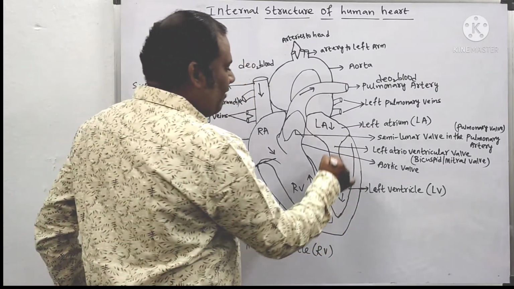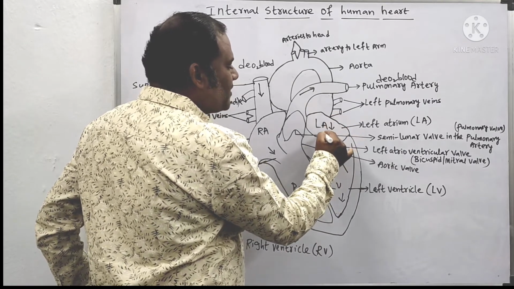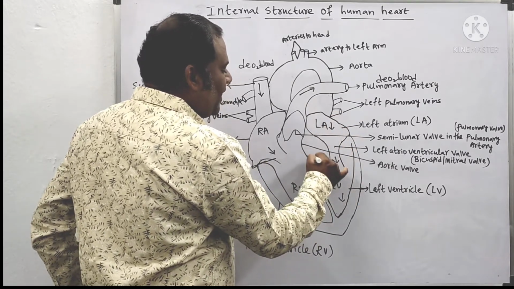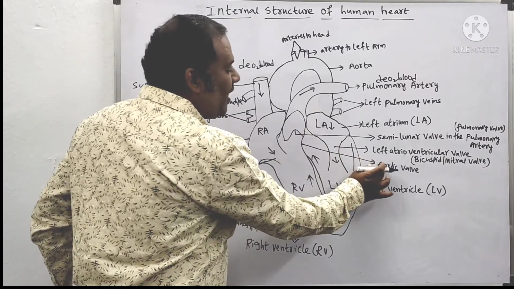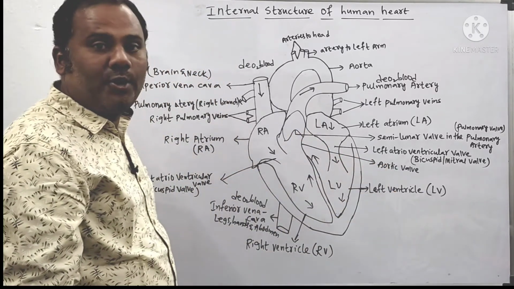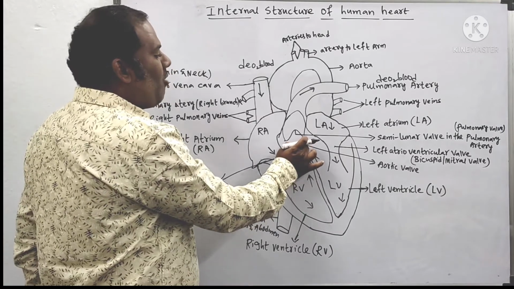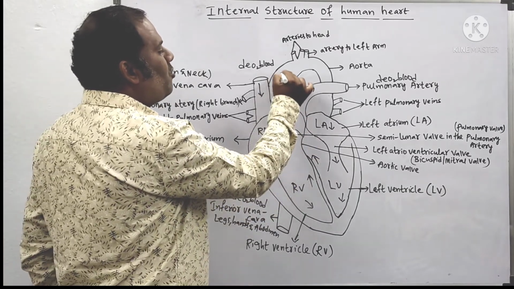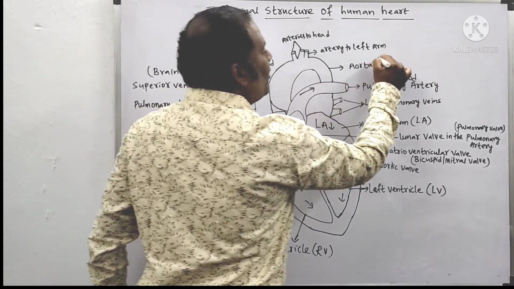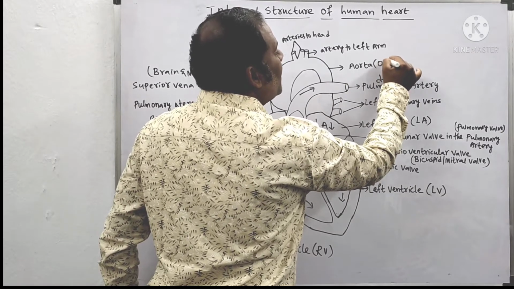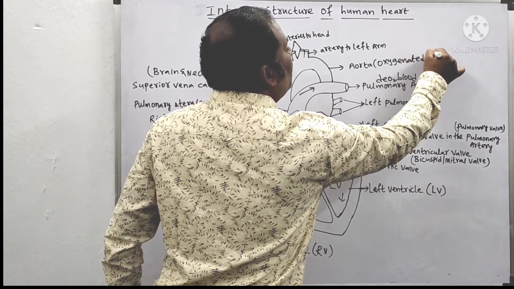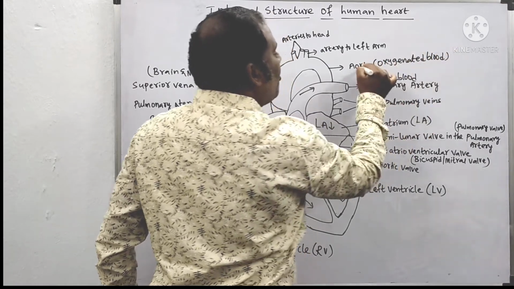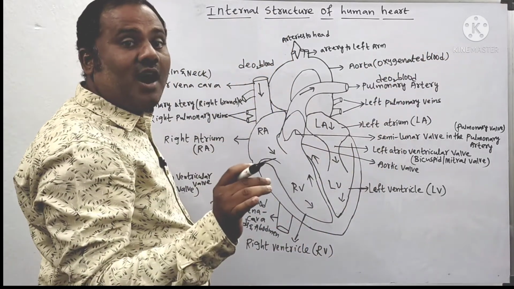From that left ventricle, what type of blood is flowing? Oxygenated blood. From the left ventricle, that oxygenated blood flows into, here a valve is there, that is called the aortic valve. What is that? Aortic valve. From the aortic valve, that oxygenated blood will go into whom? Aorta. See, this aorta will carry what? Oxygenated blood. And moreover, aorta is the largest artery.